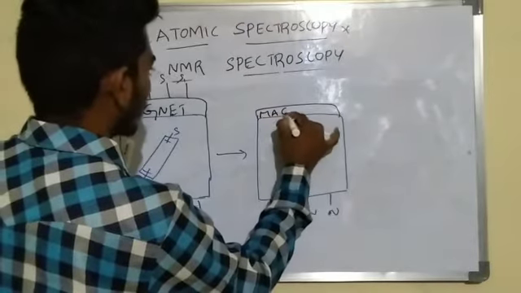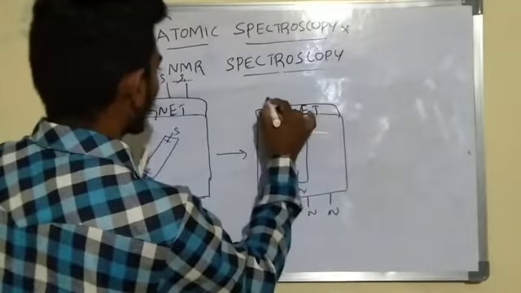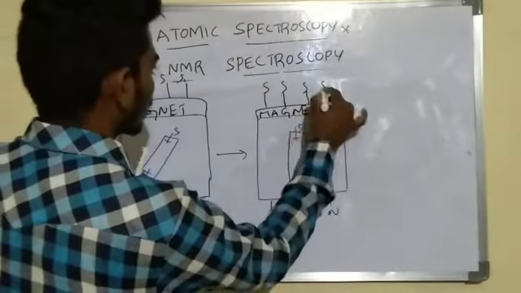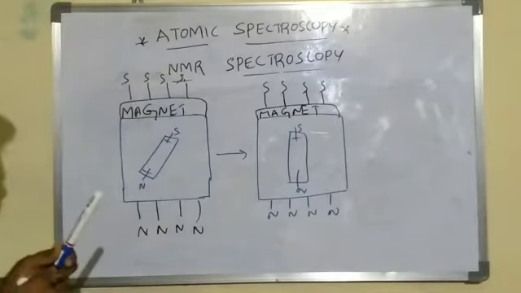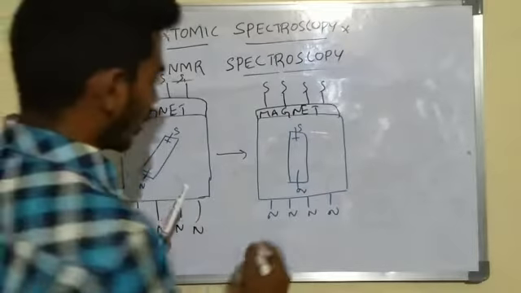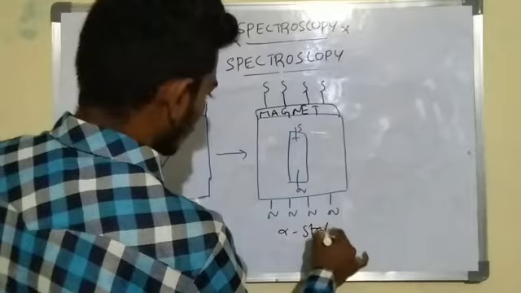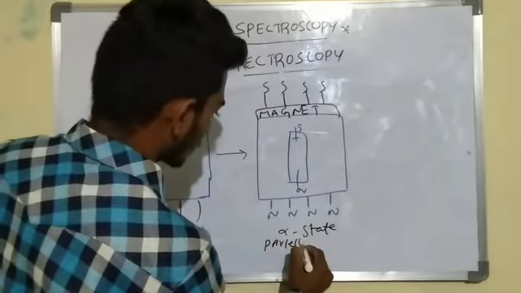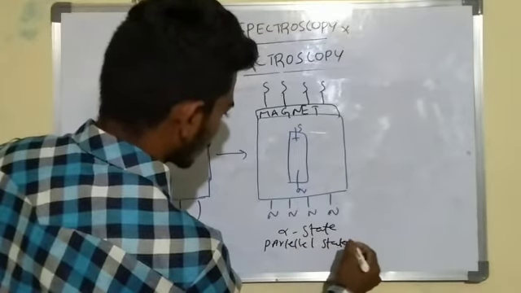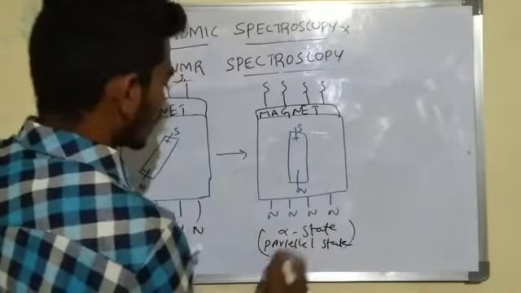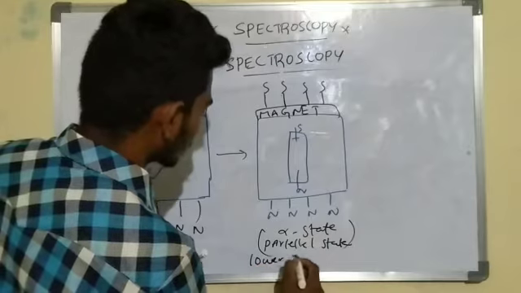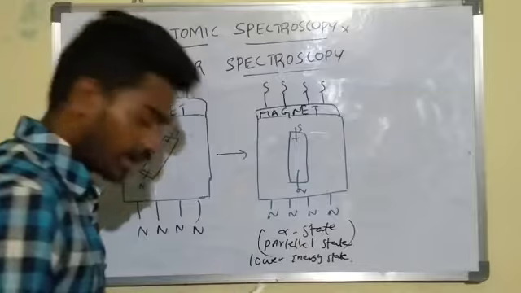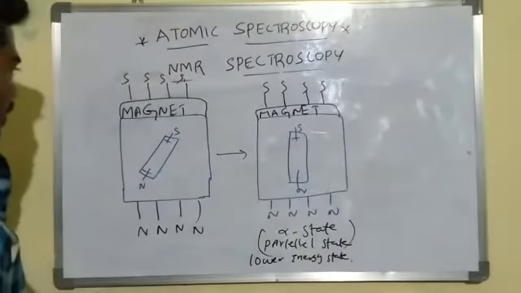This is the magnet, the applied magnet. This condition is called the alpha state, or parallel state. This is also called the lower energy state. Okay, once again, I can explain.